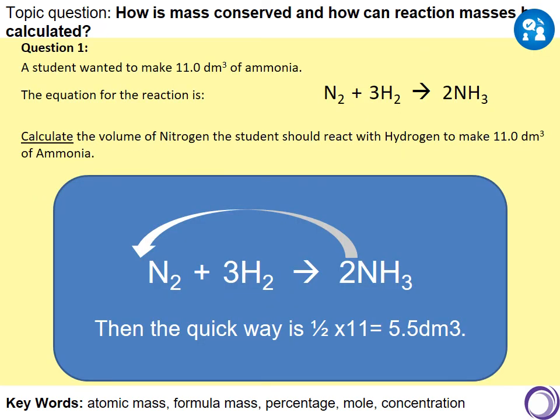Another way of calculating reacting volumes: here we have the volume of nitrogen a student should react with hydrogen to make 11 decimeters cubed of ammonia. Well, if we know we have 11 decimeters cubed, then using the arrow that we've used before, we're going from 2 moles of ammonia to 1 mole of nitrogen. So that gives us a fraction for our moles, a mole fraction, and we can multiply that by the 11 to find out how many decimeters cubed of nitrogen we would have needed to start with.